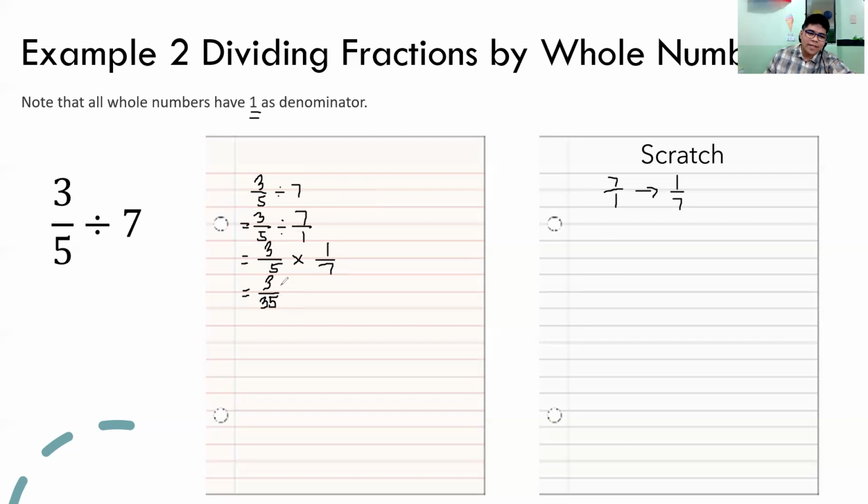Now, we cannot simplify that because they do not have any common factor. So we will just write here simply 3 over 35. That will be our answer. 3 over 5 divided by 7 is equal to 3 over 35.